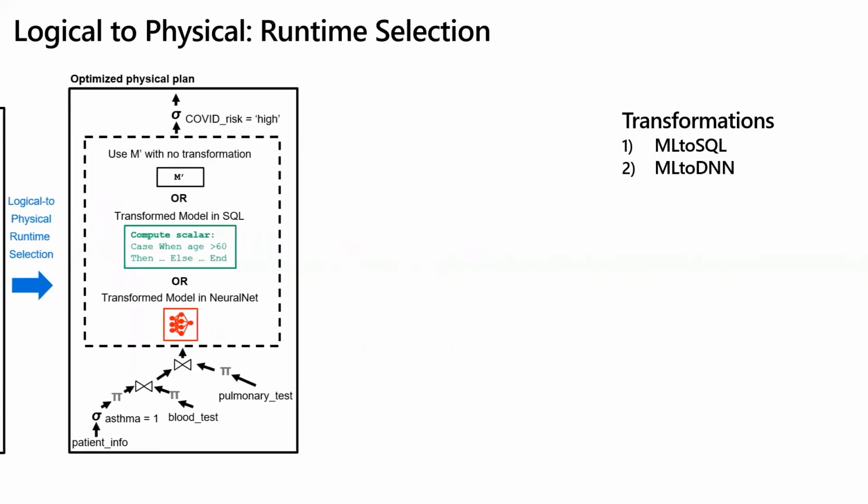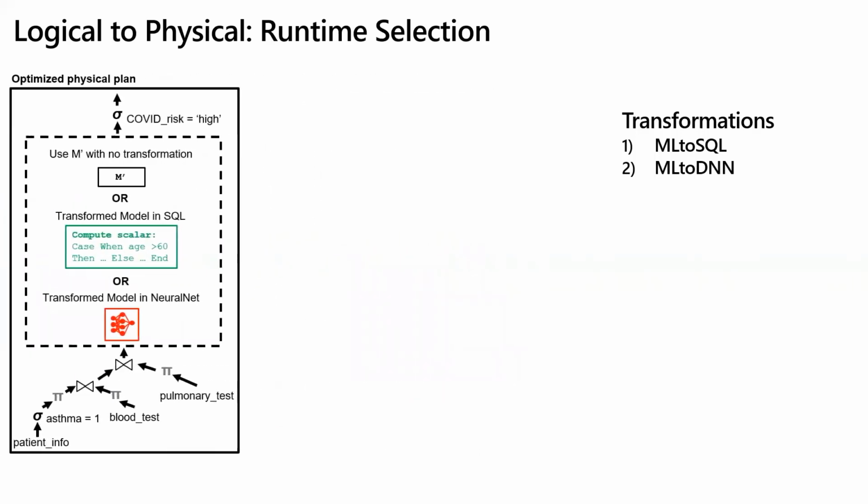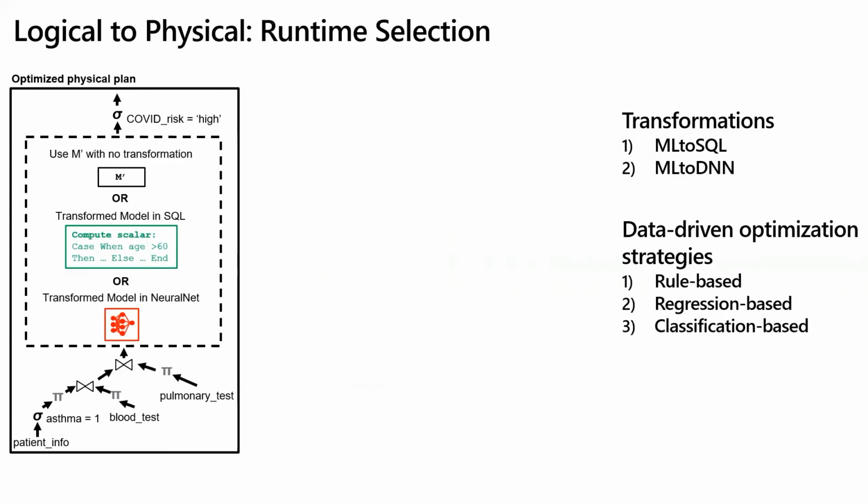Most importantly, we observed that these logical to physical optimizations are not always beneficial. Blindly applying them can lead to up to an order of magnitude slowdowns. Hence, Raven introduces optimization strategies to pick the rules that would lead to the best performance for each query on a given hardware setup.